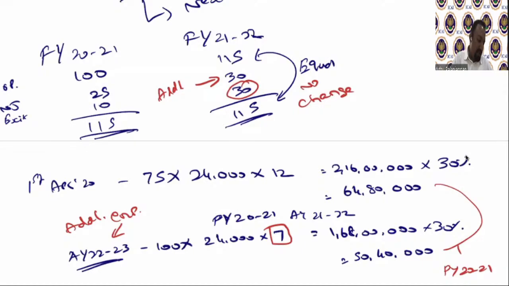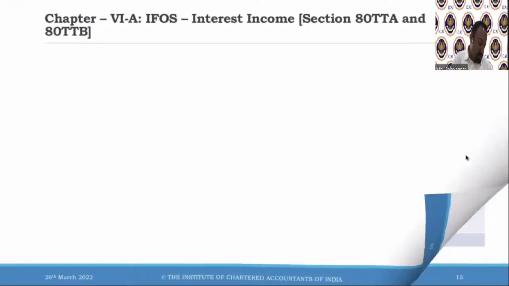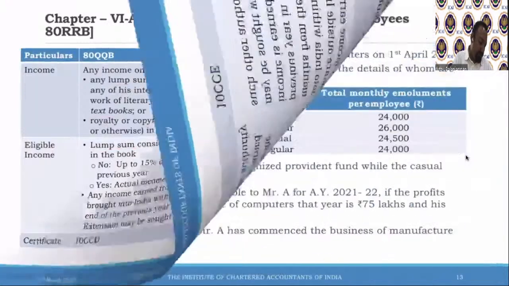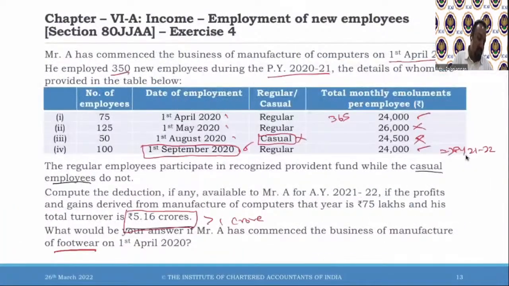Why are 1st May employees not included? I'll go back to that question. 1st May is not included because the emolument is 26,000. That is more than 25,000. If your emolument is more than 25,000, then you should not include. So that's the reason why we did not include.